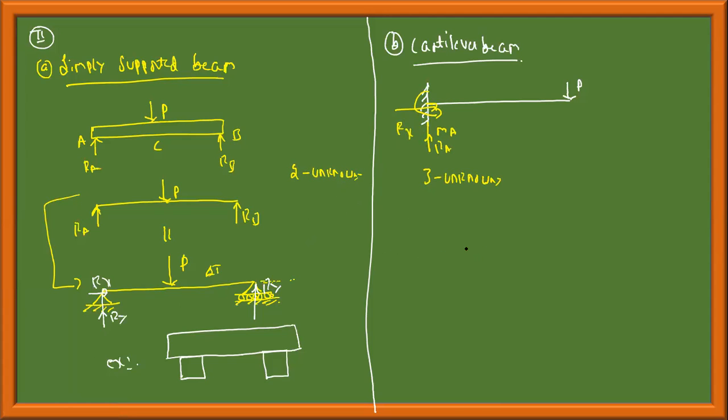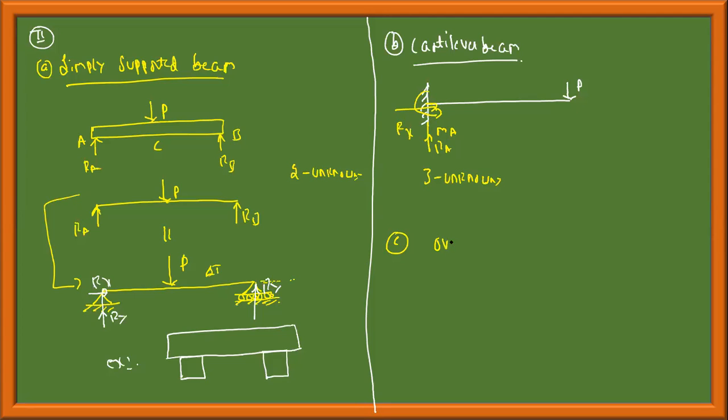An example is a flight wing. A flight wing is an example of a cantilever, and your hand is also an example of a cantilever. If you stretch your hand, it is like a cantilever. It is supported at your shoulder. Okay. The next type of beam we can discuss is the overhanging beam.